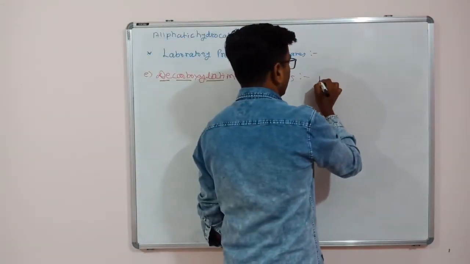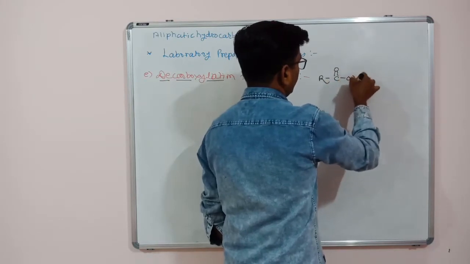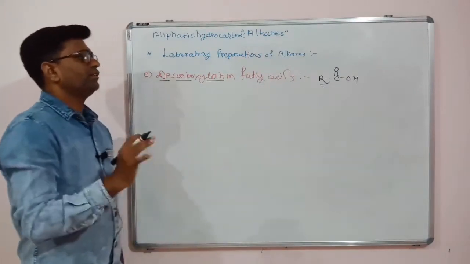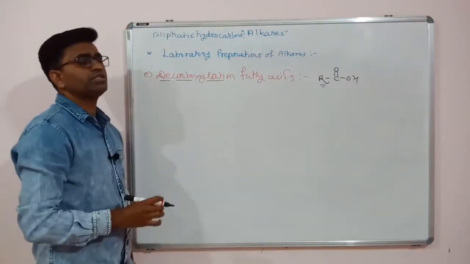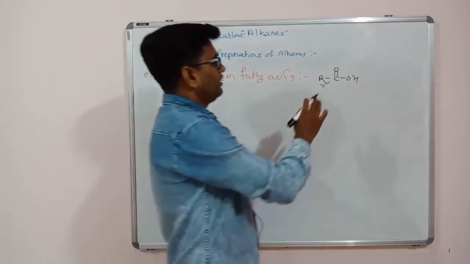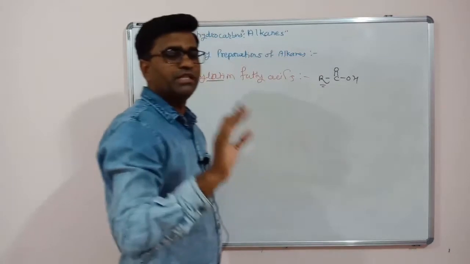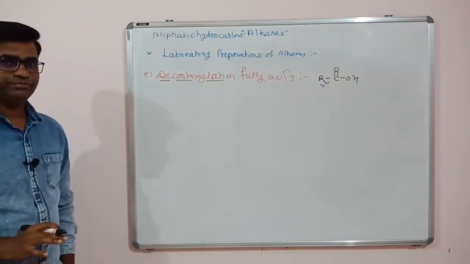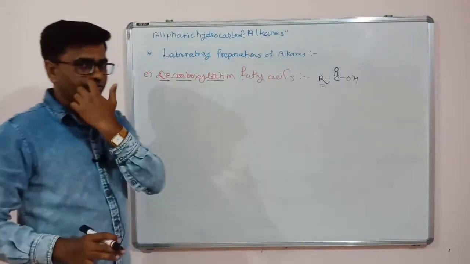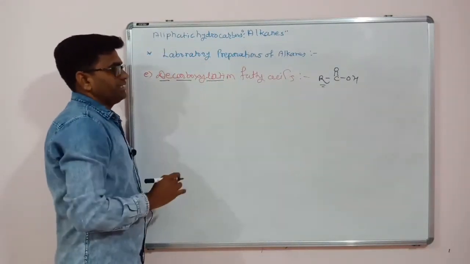Friends, next method of laboratory synthesis of the alkanes is decarboxylation of fatty acids. Fatty acids means aliphatic carboxylic acids like R-C(=O)-OH. So R is an alkyl group, long chain alkyl groups or alkyl groups. So these are called the carboxylic acid group. So decarboxylation. So what will happen? This carboxyl group will leave and we will get this alkyl. So one carbon less alkane we will get because one carbon will be removed as CO2, right? So decarboxylation of fatty acids.